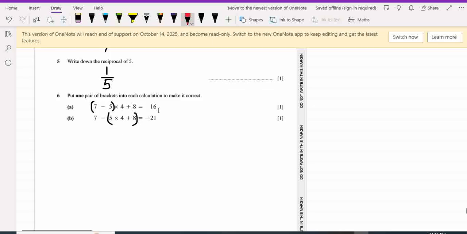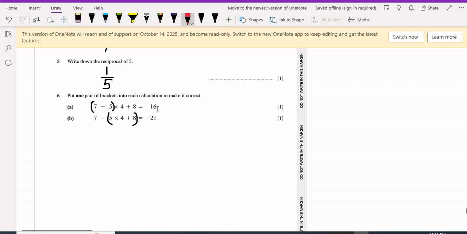then 8 plus 8 is 16. So 4 2s are 8. It means there should be 2 here. So if we put a bracket here, then the subtraction will be solved first. So 7 minus 5 is 2, 2 times 4 is 8, 8 plus 8 is 16. So if we put a bracket around 7 minus 5, then it will become 16.